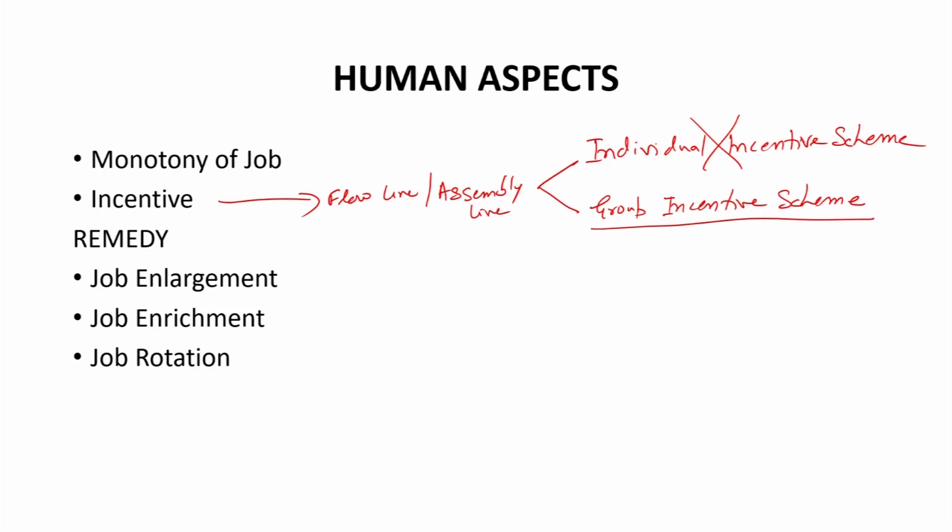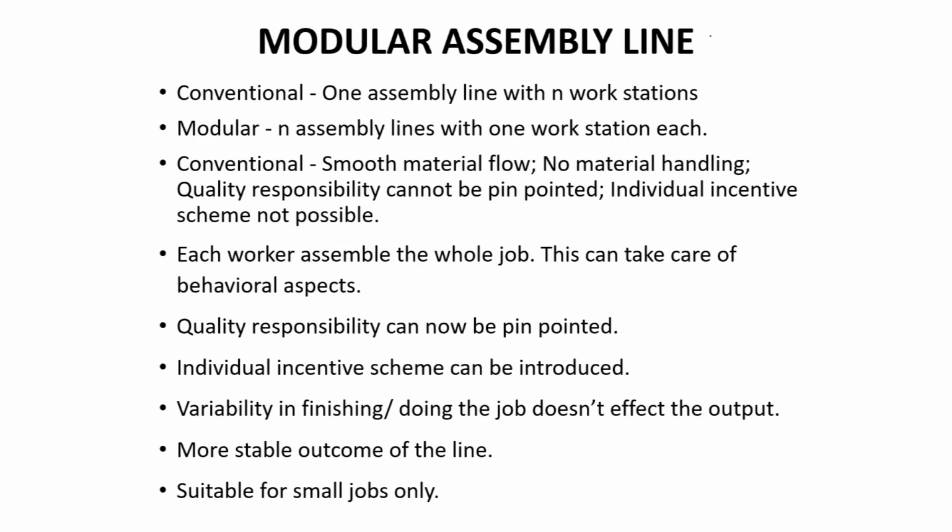So, these are some of the human aspects, and another thing which we can do to take care of these human aspects is we can go for a modular assembly line. That means the whole assembly is converted into small modules, and then one worker completes assembling the complete module. That will take care of job enlargement also, that will take care of the monotony also. Rather than doing the same task 240 times as given in the previous example, he may be assembling 20 modules in a day. So, less monotony is there.